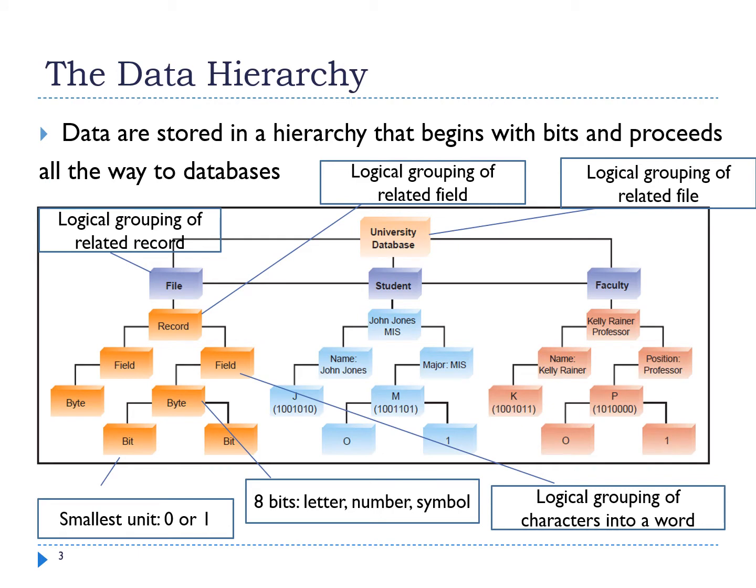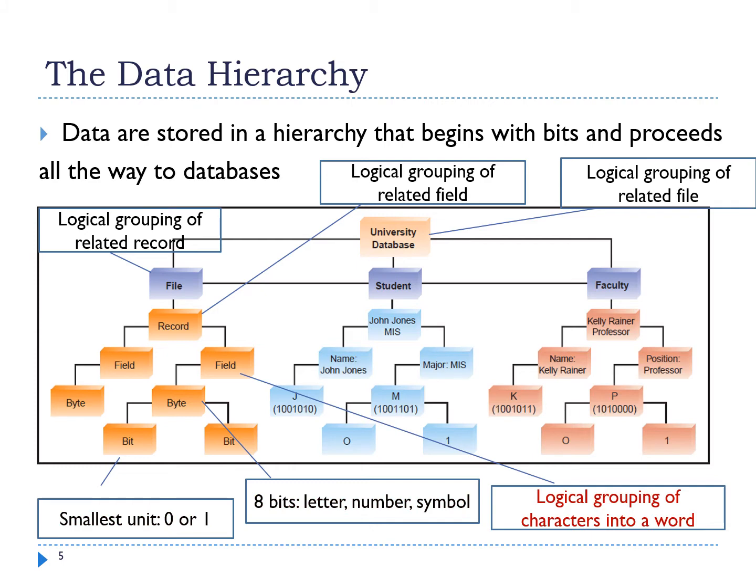Data are stored in a hierarchy that begins with bits and proceeds all the way to database. A bit represents the smallest unit of data a computer can process. A bit can consist of a 0 or a 1. A byte has 8 bits, which can be used to store a letter, a number, and a symbol.